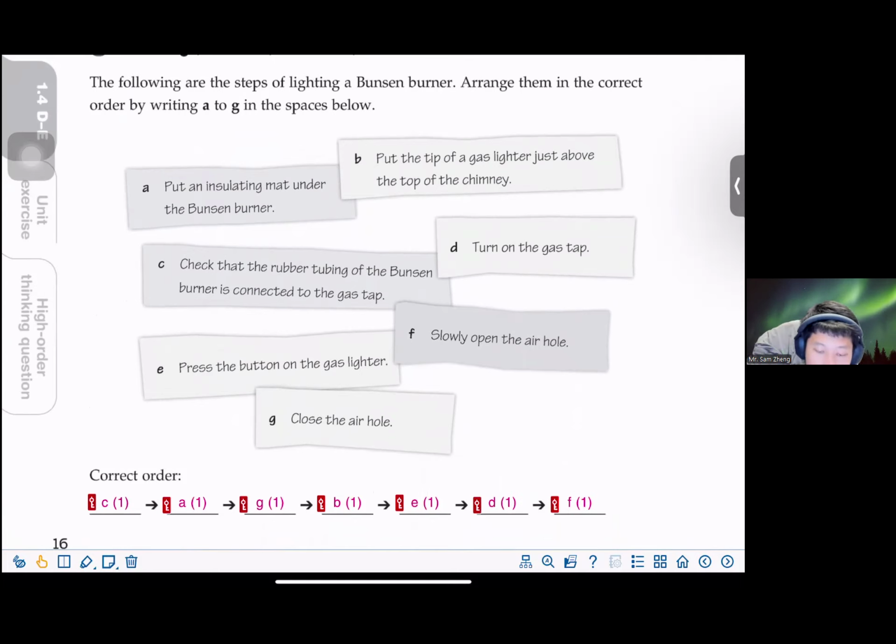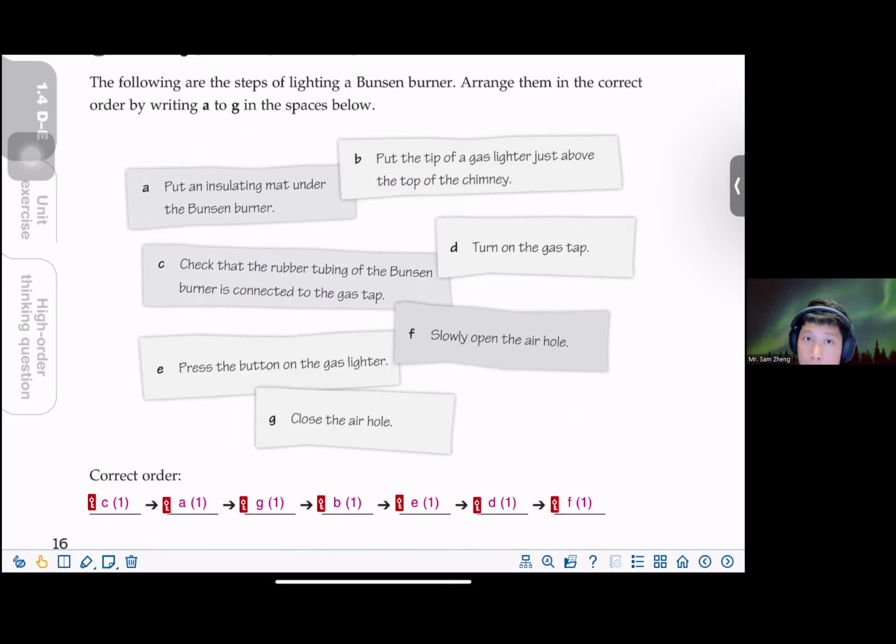I won't go through it with you, and we actually have to do a number of practices on it. Even in 1B class, you have already had experience on how to use the Bunsen burner. So in this case, it would not be a big problem for you to recap, write down, or arrange the procedure for lighting up a Bunsen burner.